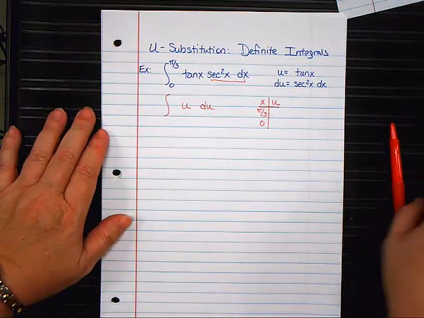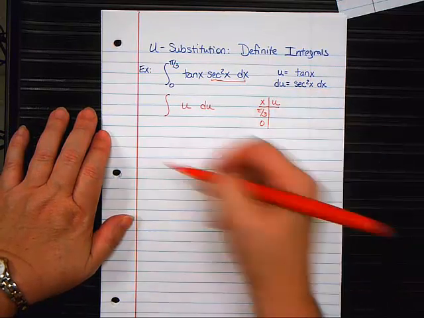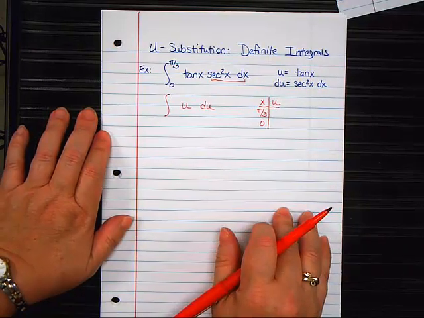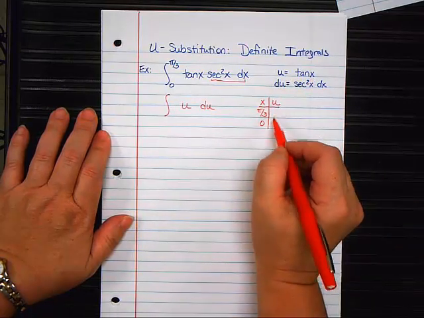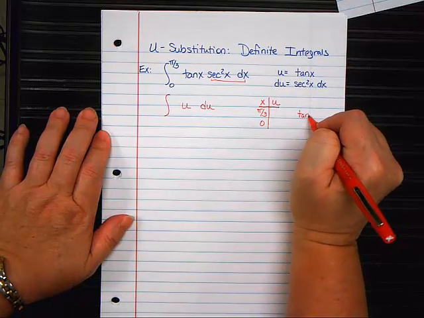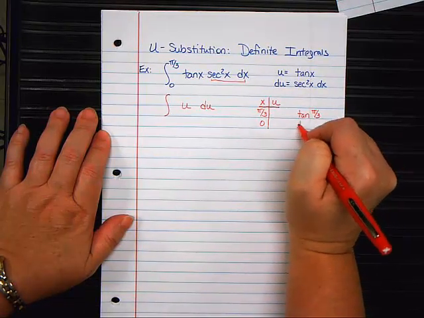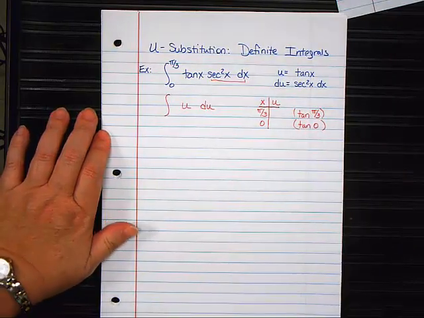Now, I need to figure out how is x related to u. What on the paper tells me how x is related to u? The u equals tangent of x. So in order to find out what u is, I have to plug both of those into tangent. So I'm going to be finding the tangent of pi over 3 and the tangent of 0. This is like my work column. That's what I'm mathematically doing.